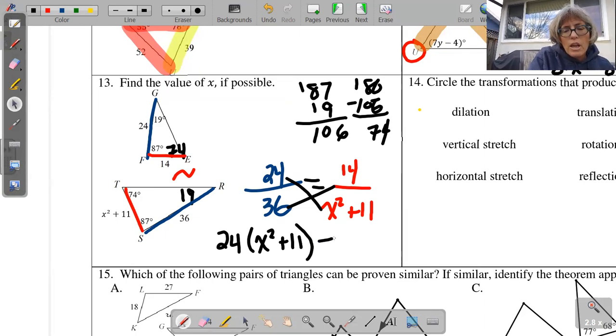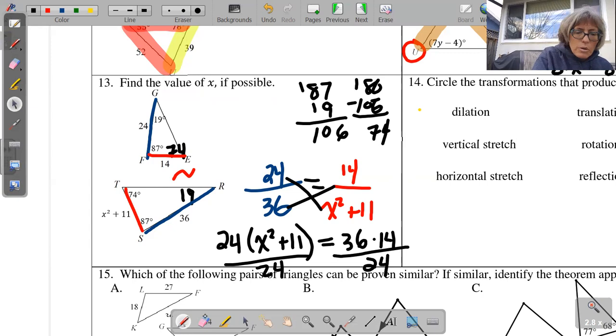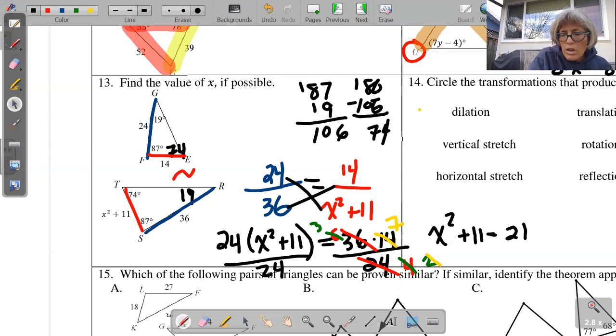I'm not distributing. I'm going to see if I can't get rid of that 24 completely before I do anything else. Rather than distribute, it just makes it messier. So 24, 24. Let's see what we can do here. I know 6 goes into both of these. 6 goes in here 6 times. 6 goes in here 4 times. 2 goes in here twice, 2 goes in here 3 times, 2 goes in here 7 times. Aha! So I get x squared plus 11 equals 21.